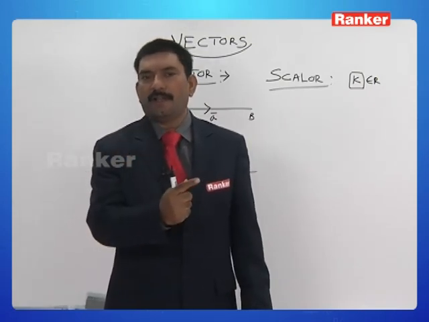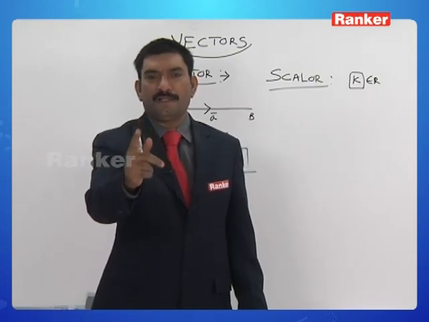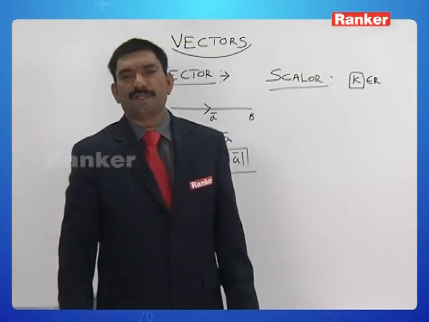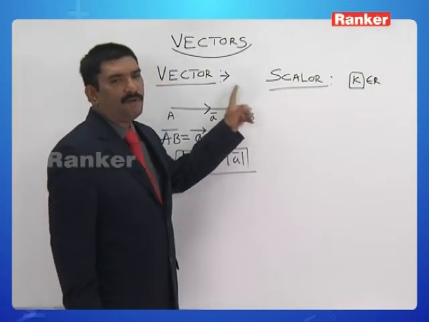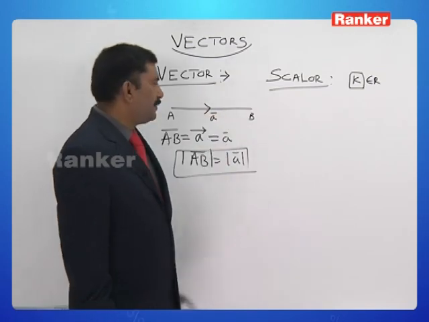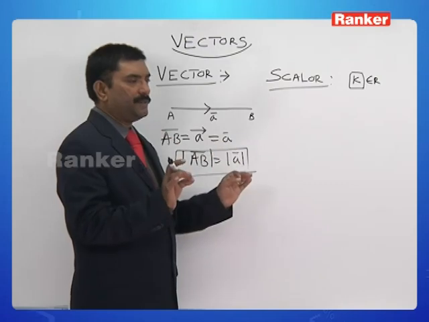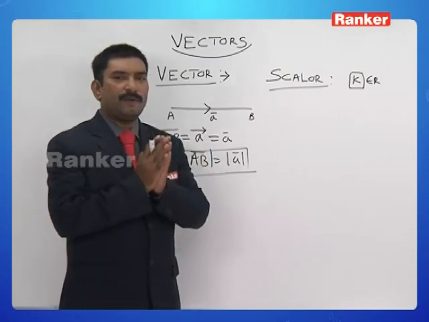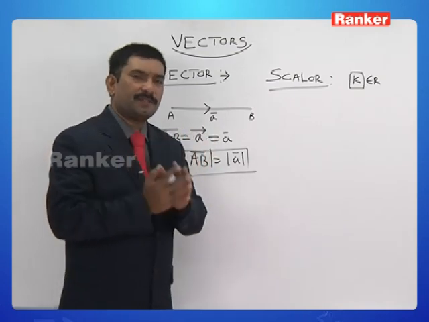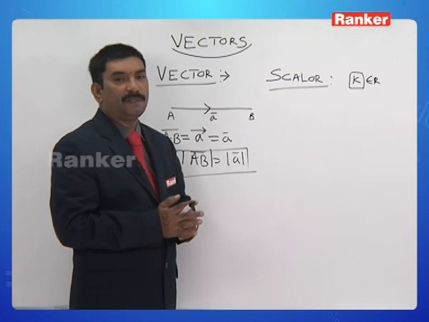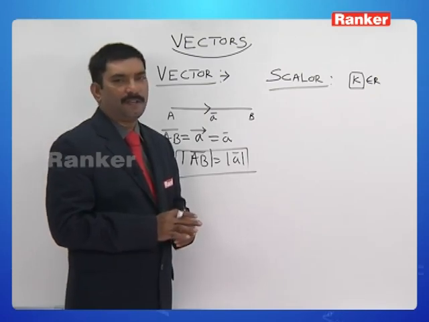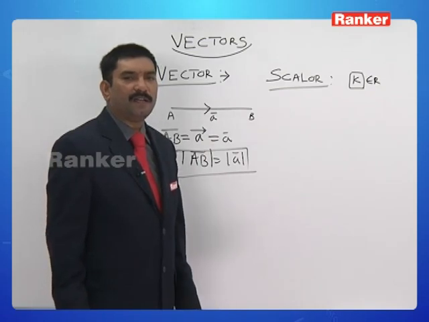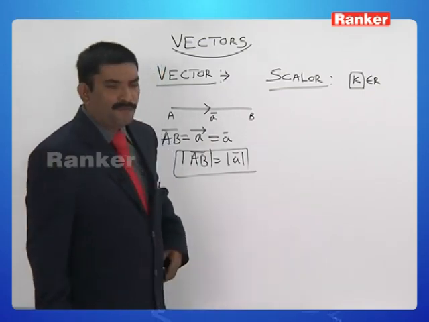And meanwhile, a vector is denoted by what? Directed line segment. Segment means length. Directed means direction. So therefore, this is the difference between a scalar and a vector. Now we come across two definitions: one is a vector, another is a scalar. What is a vector once again? A vector is a physical quantity having both magnitude and direction. A scalar is a physical quantity having only magnitude but no direction. So every scalar is denoted by a real number, every vector is denoted by a directed line segment.